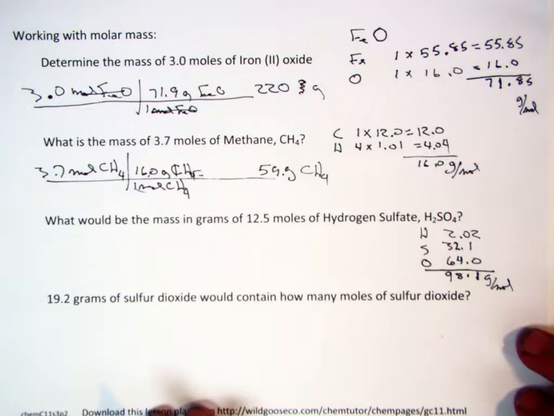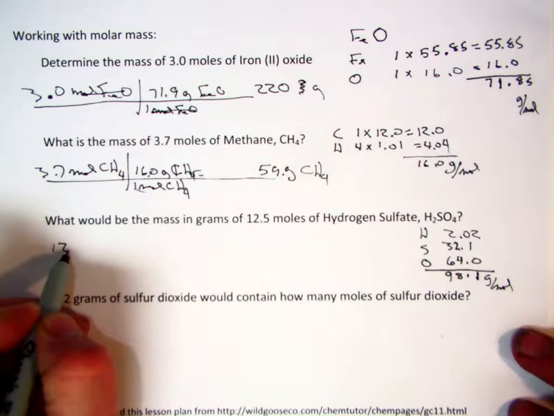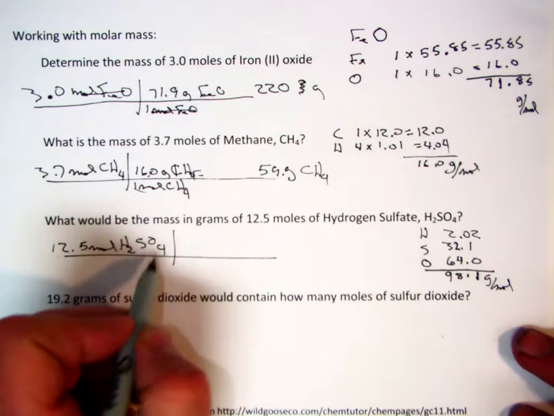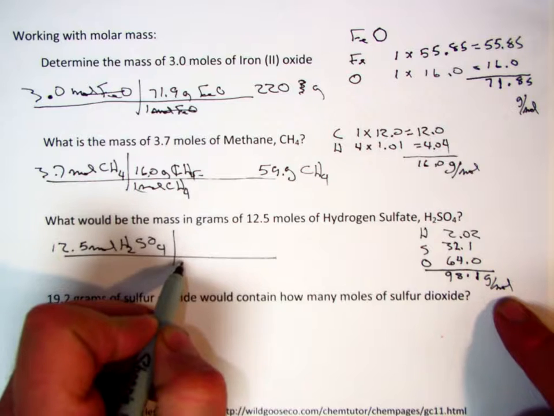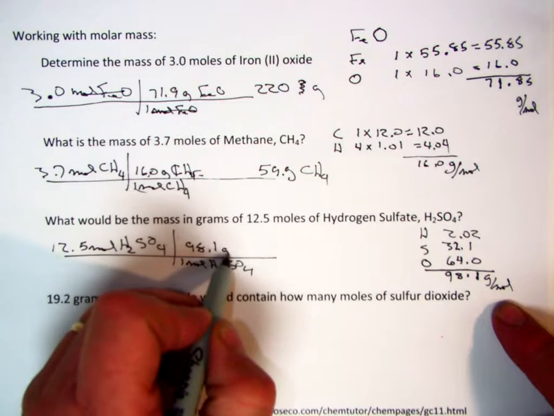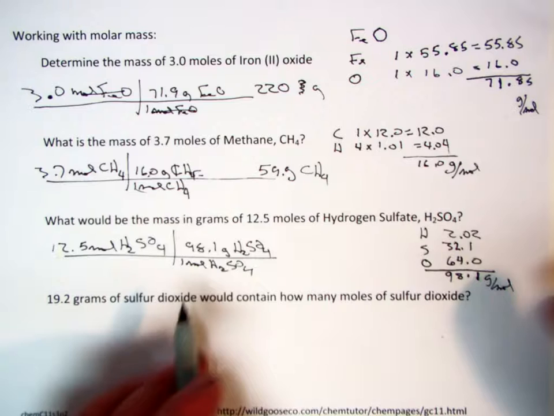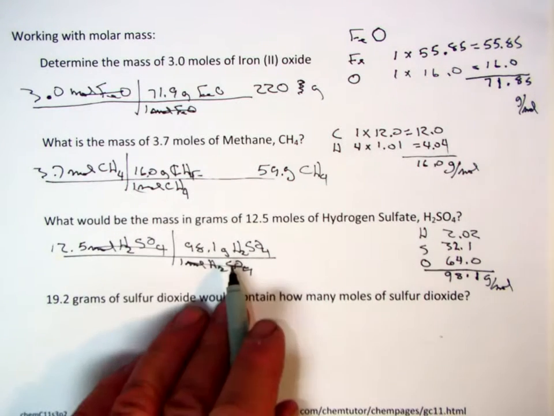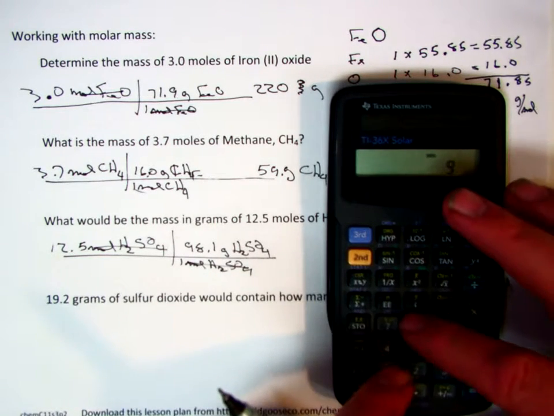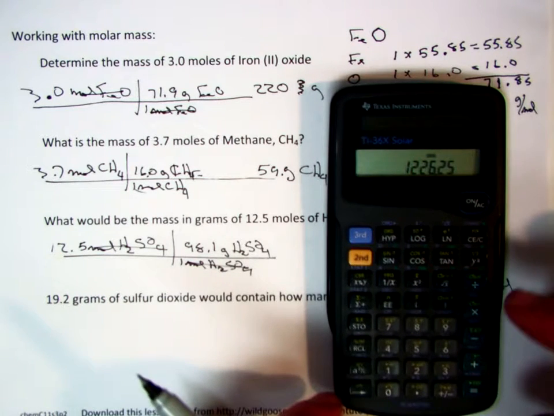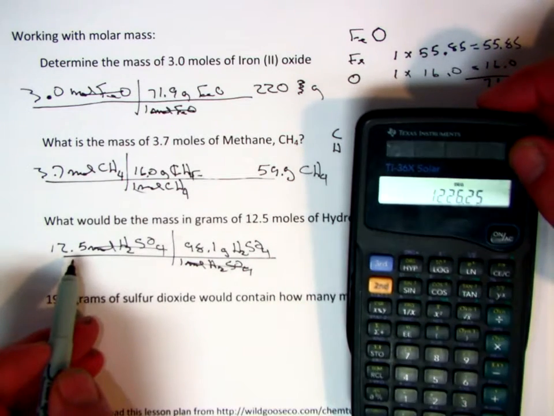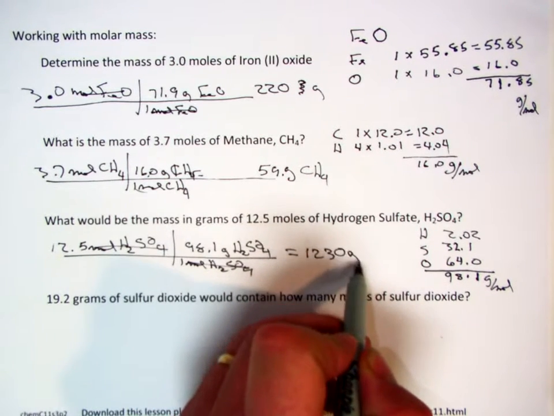So once I've got that, I start with my 12.5 moles of H2SO4. I'm going to put my molar mass now with the moles in the denominator. 1 mole of H2SO4 is equal to 98.1 grams H2SO4. So now they're in the numerators. The moles of H2SO4 cancel, leaving us only in grams. So it becomes 12.5 times 98.1. The only unit left is grams. It's 1,226. I need three significant figures, so 1,230 grams of H2SO4.